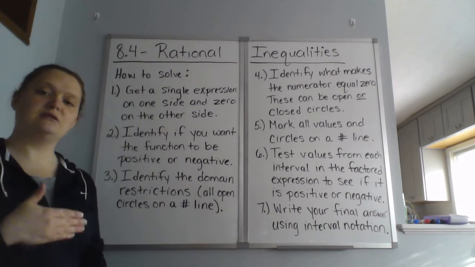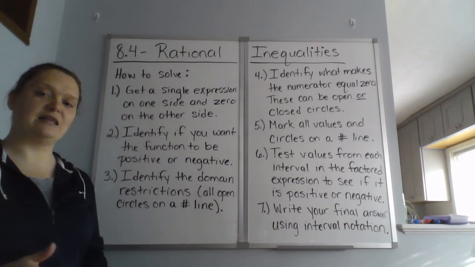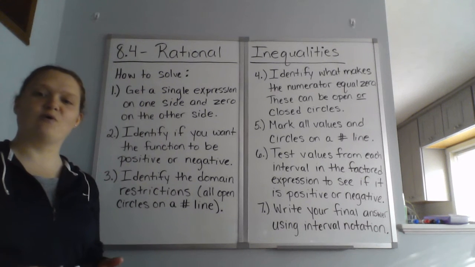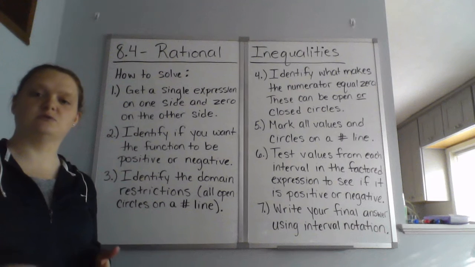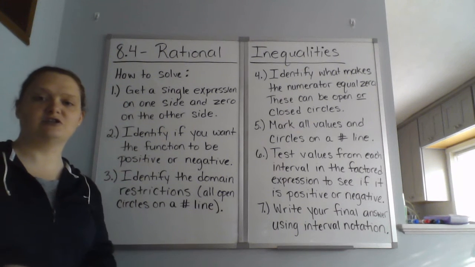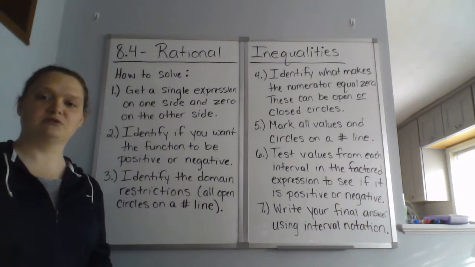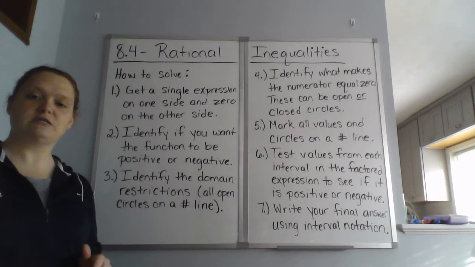These would cause breaks in a graph, and you'll find out more about that later. But they would make the function undefined, which can't be positive or negative or 0, so it's an issue spot. It's a number that you can't plug into the function. Those will always be represented with open circles because x can never actually equal those numbers. So those are our first three steps.